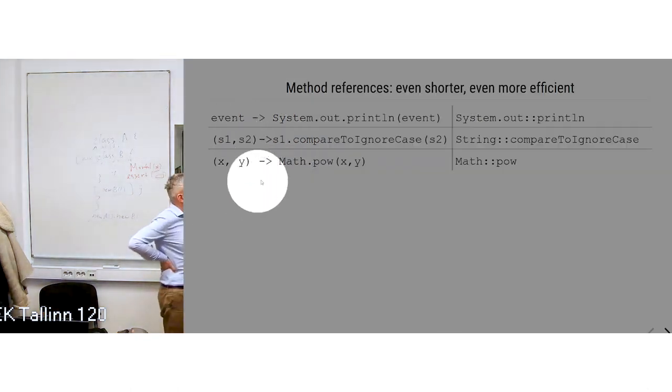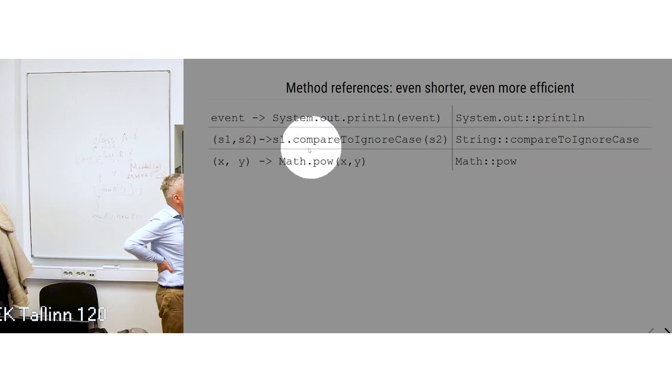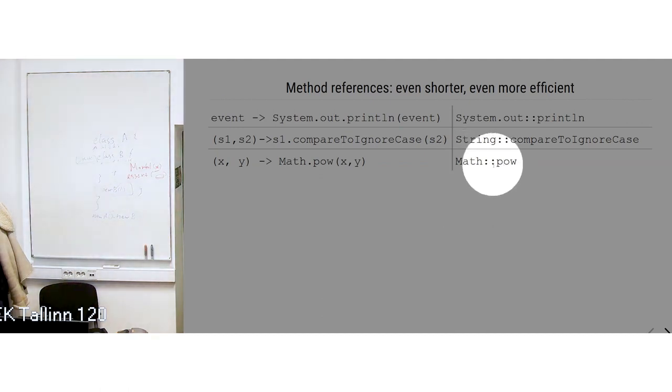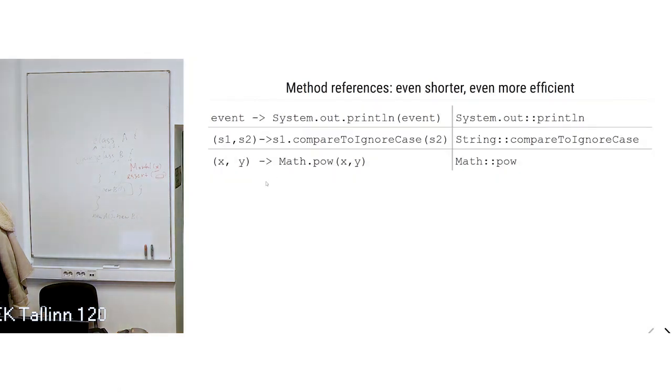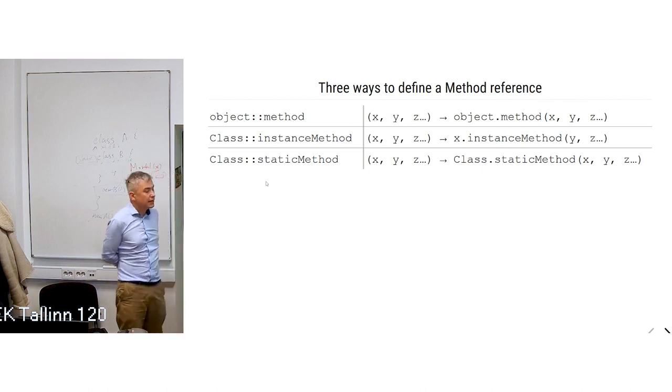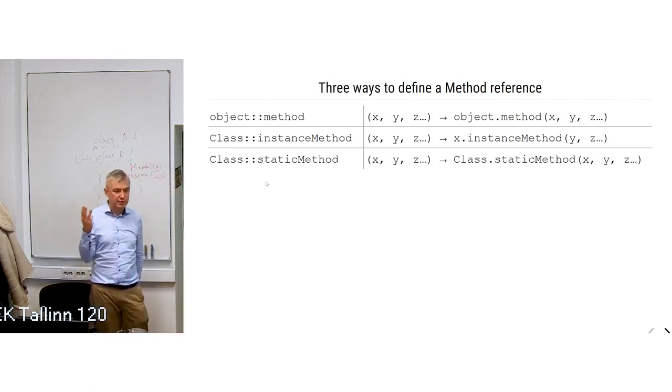And here is another example. Math.pow is an example of a static method, so it doesn't need any object context to be run. So this is easily converted to a method reference. Math double colon pow is just like this lambda here, because it accepts two arguments. So what we have here is three ways to define a method reference. This is just a picture that explains the three types of method references in Java.